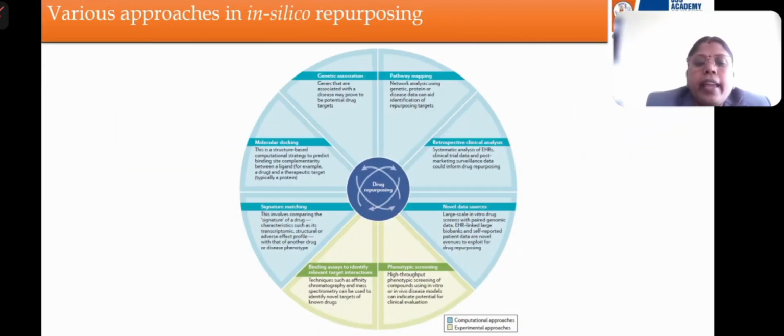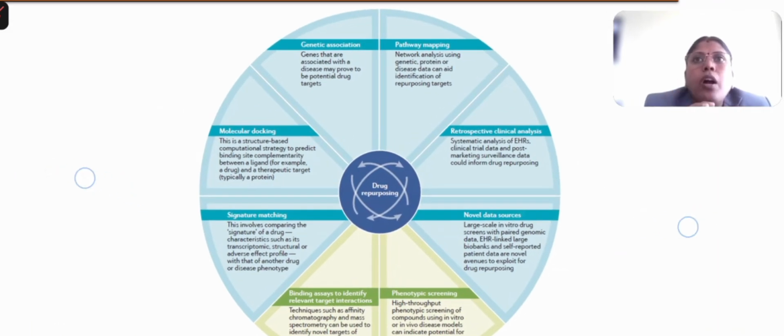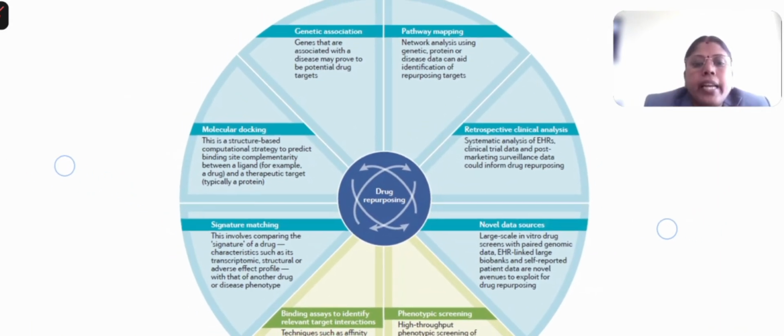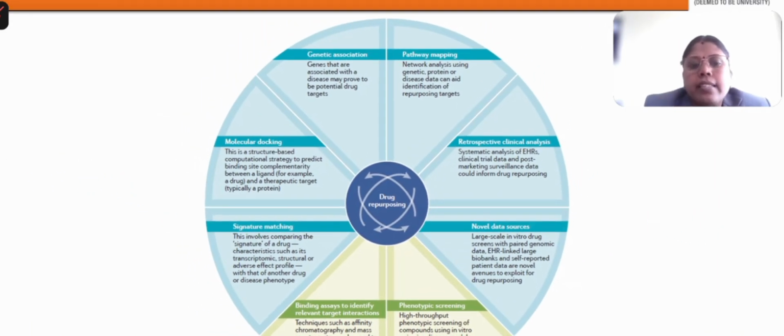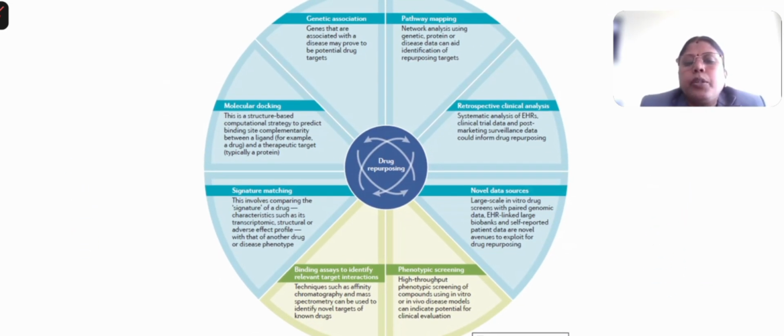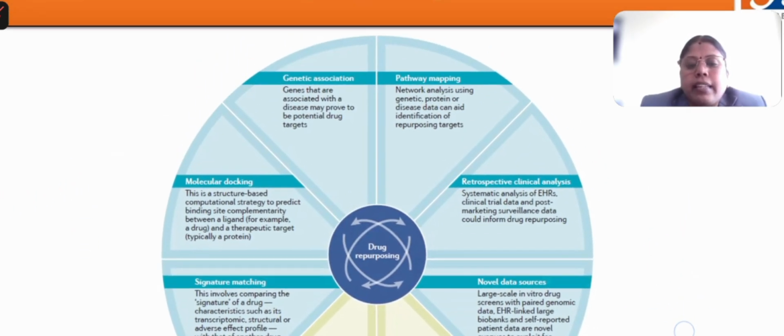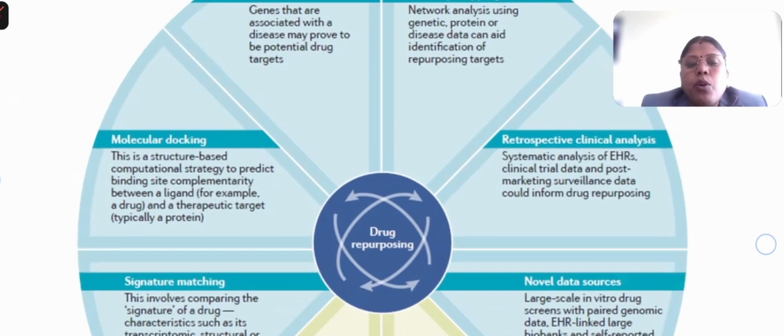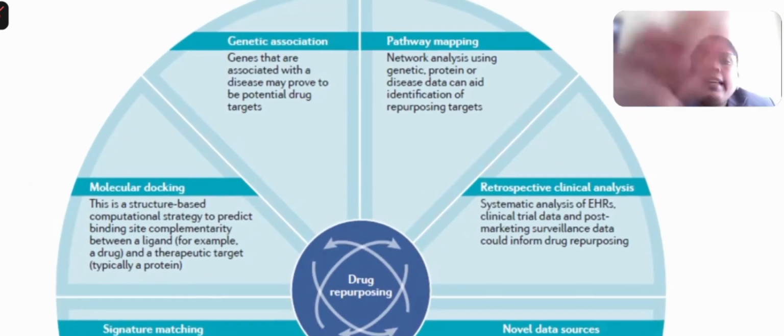The yellow color below shows the 2 types of experimental drug repurposing. One is the binding assays. Suppose you found the proper target or proper enzyme, directly you can go with the enzyme binding assay. Another one is phenotype screening. Here you go with high throughput phenotype screening using in vivo and in vitro models.